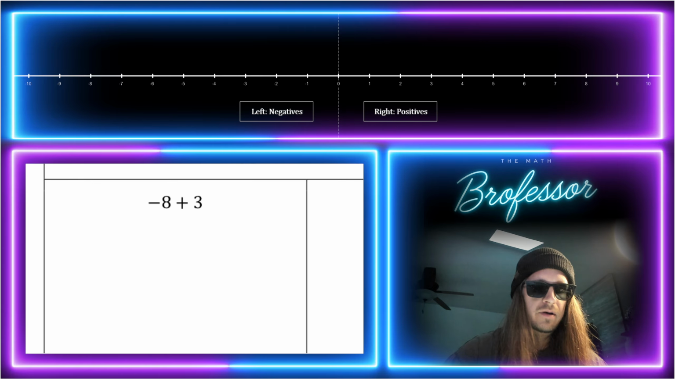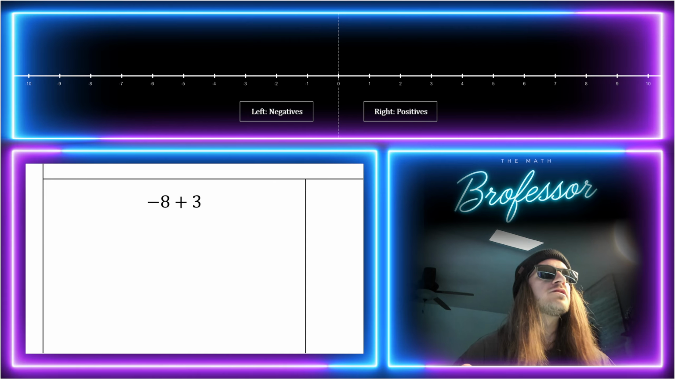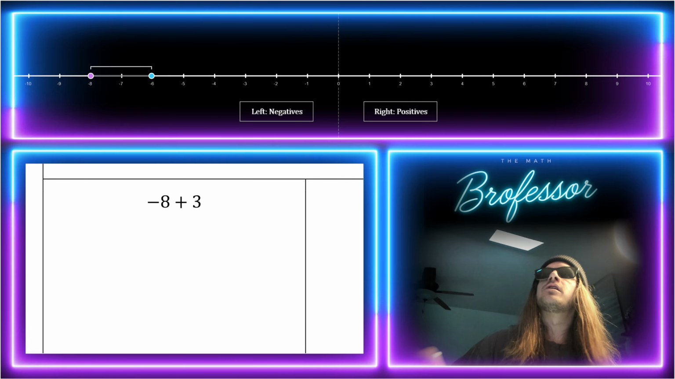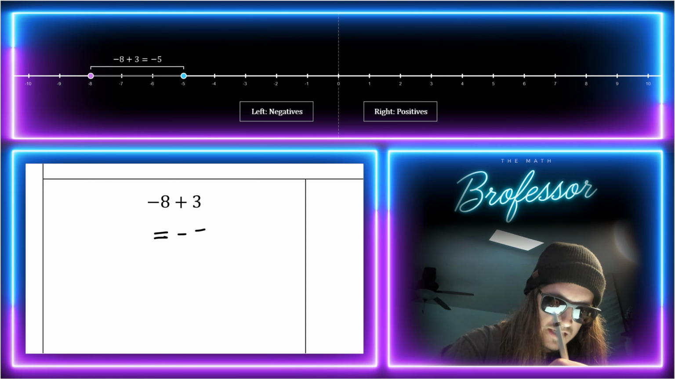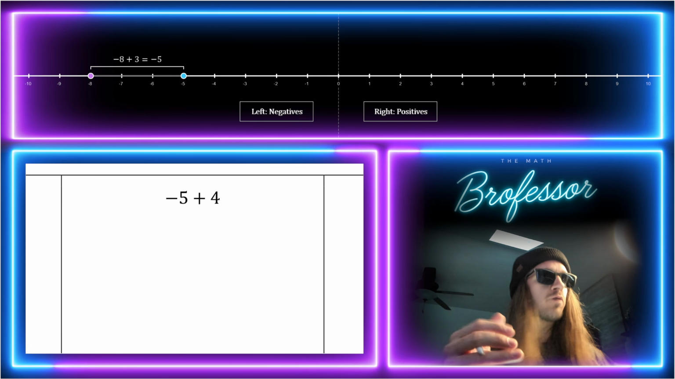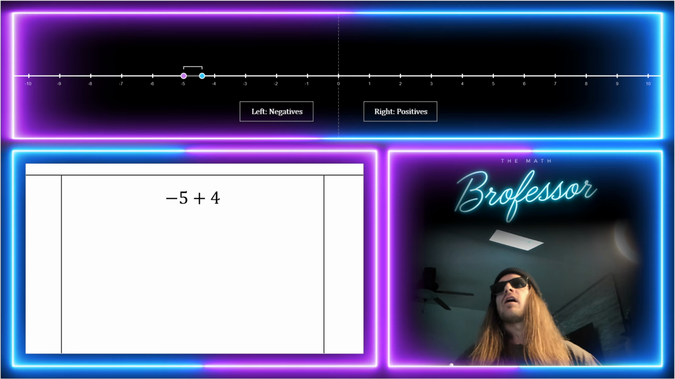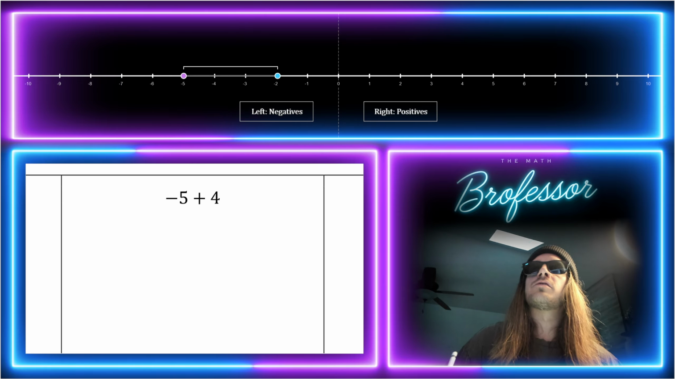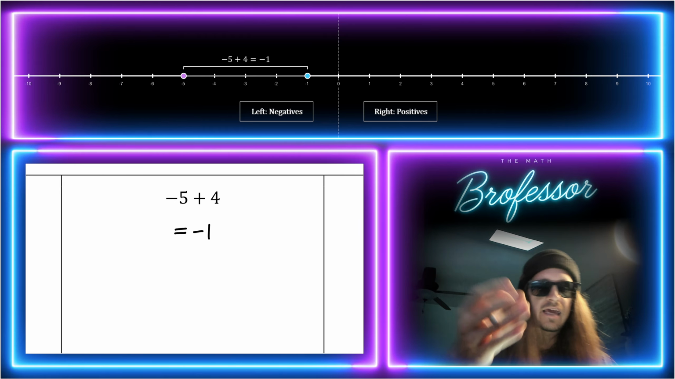So our first number here is negative 8. Start on negative 8 plus 3. That means we're going to move 3 units to the right. And here we go. Start on negative 8 and add 3. 2, 3. And that lands us on negative 5. Negative 8 plus 3 is negative 5. Negative 5 plus 4, we're going to start on negative 5, and we're going to add 4, meaning we're going to move right 4 units. So negative 5 plus 1, 2, 3, 4 is going to land us on negative 1. Negative 5 plus 4 is negative 1.